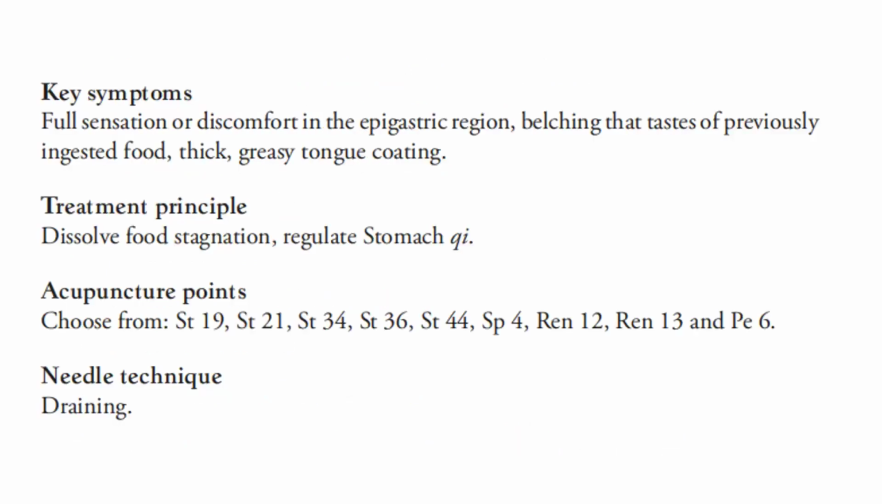The key symptoms are full sensation or discomfort in the epigastric region, belching that tastes of previously ingested food, and thick, greasy tongue coating. The treatment principle would be to dissolve food stagnation and regulate stomach chi. And our acupuncture points to choose from: Stomach 19, Stomach 21, Stomach 34, Stomach 36, Stomach 44, Spleen 4, Ren 12, Ren 13, and Pericardium 6. You should use a draining needling technique.